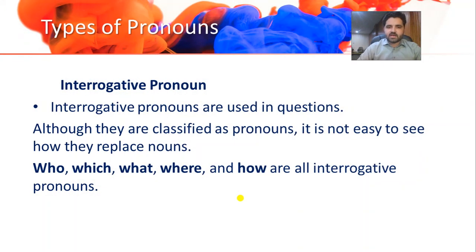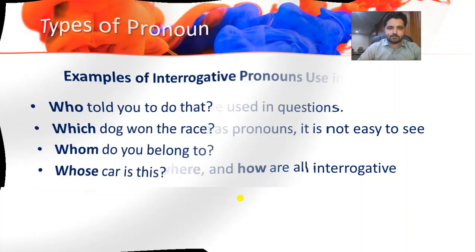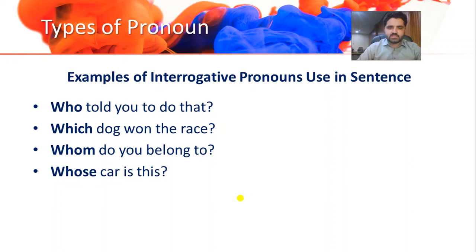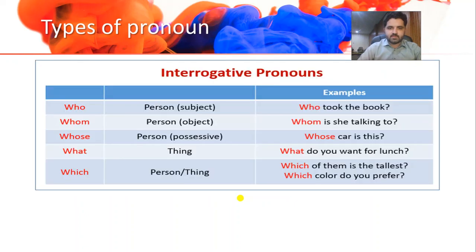Interrogative pronoun. Interrogative pronouns are used in questions, although they are classified as pronouns. It is not easy to see how they replace nouns. Who, which, what, where, and how are all interrogative pronouns. Who told you to do that? Which dog won the race? Whom do you belong to? Whose car is this? Whom, who, whose, what, which.